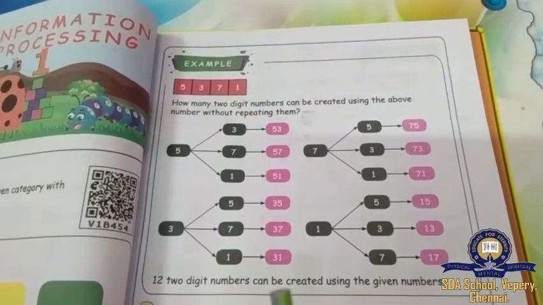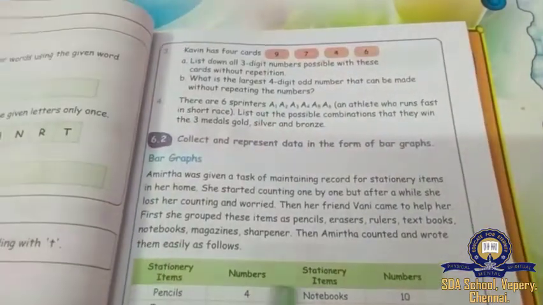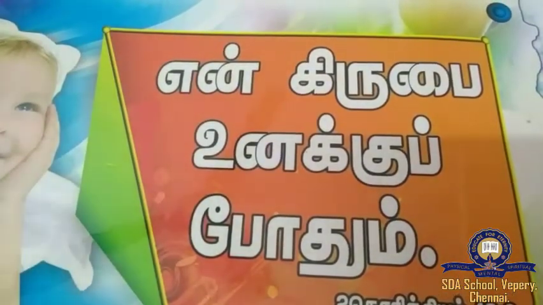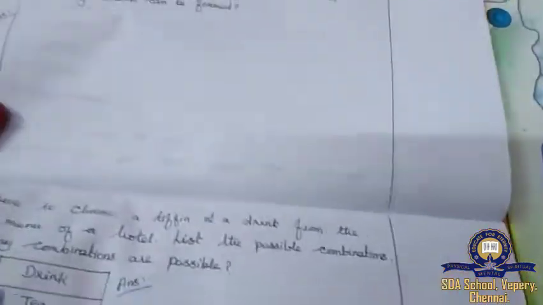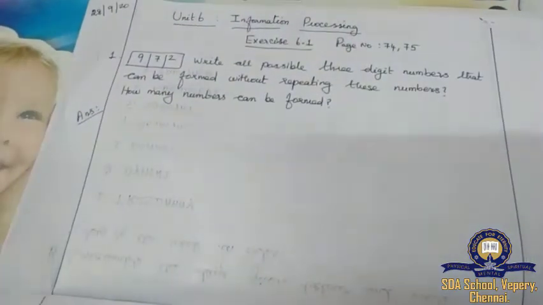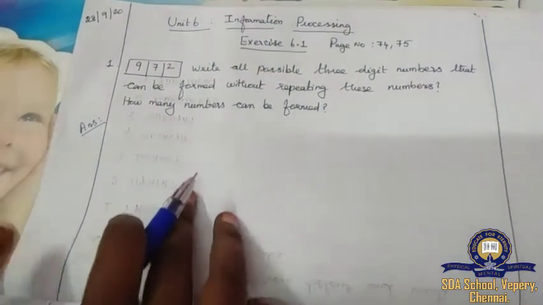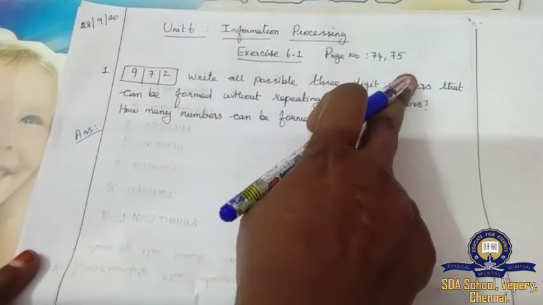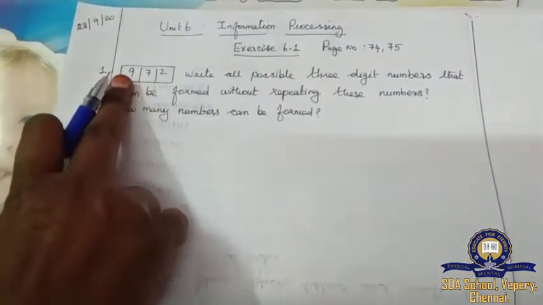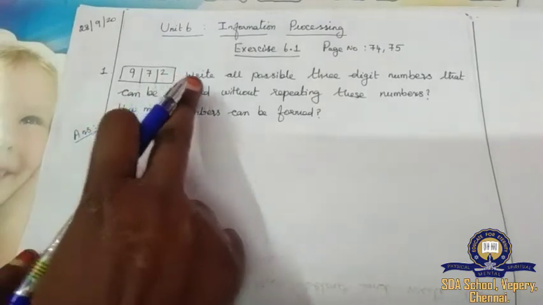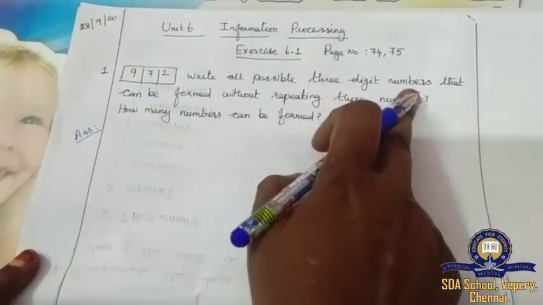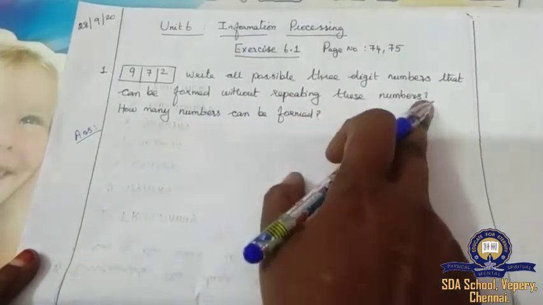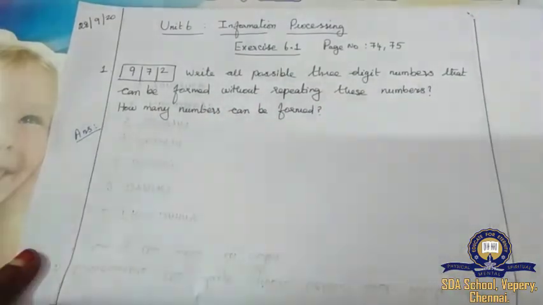Okay, let us do the exercise now. The first problem is in exercise number 6.1, page number 74-75. The first problem is 972. Write all possible 3-digit numbers that can be formed without repeating these digits. How many numbers can be formed?